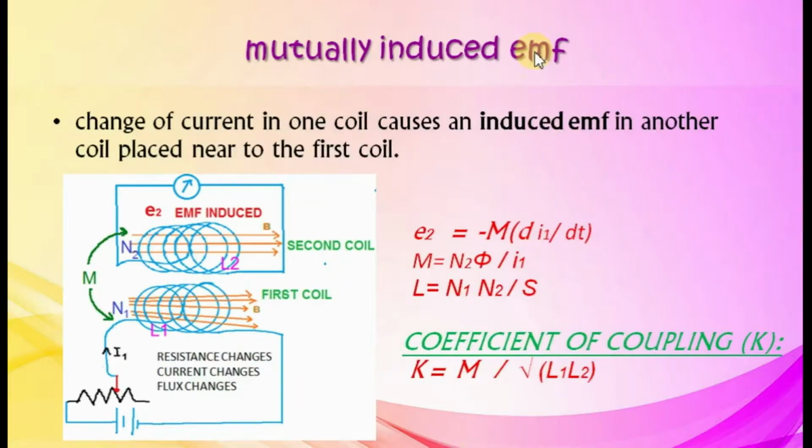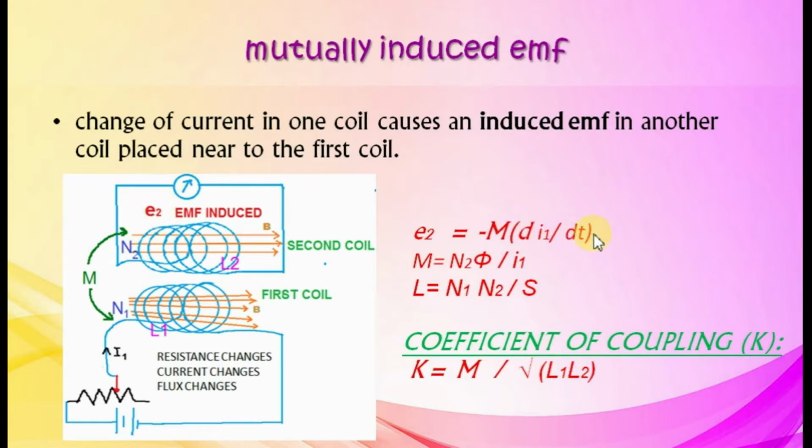Mutually induced EMF. Here change of current in one coil causes an induced EMF in another coil placed near to the first coil. Let L1 be the self-inductance of the first coil and L2 the self-inductance of the second coil. M is the mutual inductance between both coils, and N1 is turns of first coil and N2 is turns of second coil. Then induced EMF in the second coil is E2 equals minus M dI1 by dt.